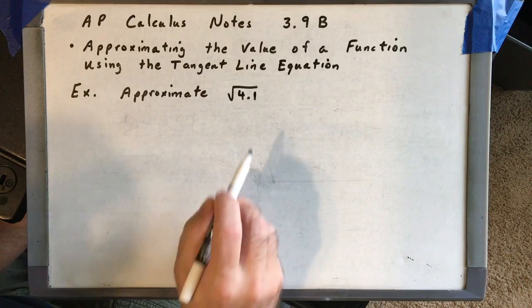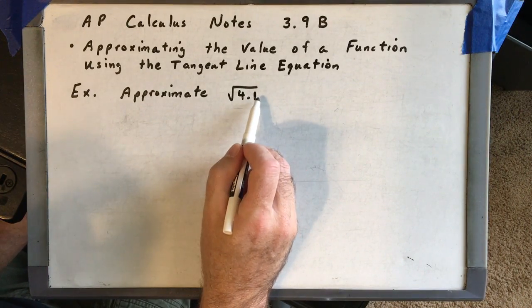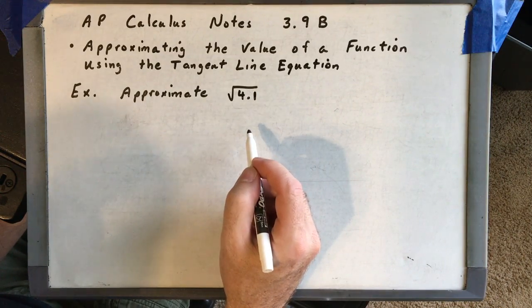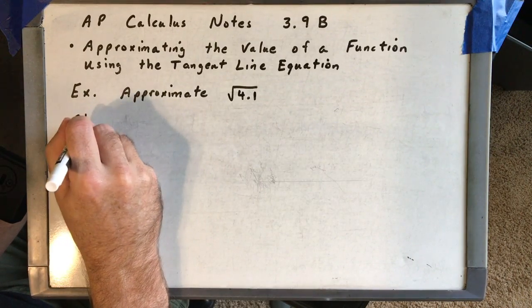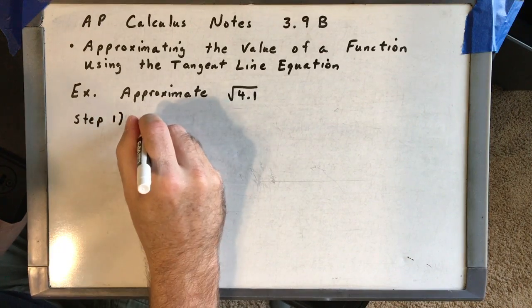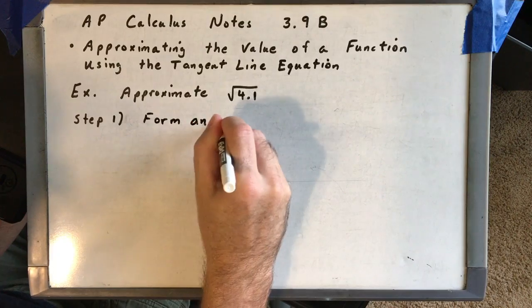Okay, so it's easy to get the square root of 4. You know that's 2. Well, what's the square root of 4.1? Can we use calculus to give ourselves a good estimate of that? All right, so step 1 is to form an equation.